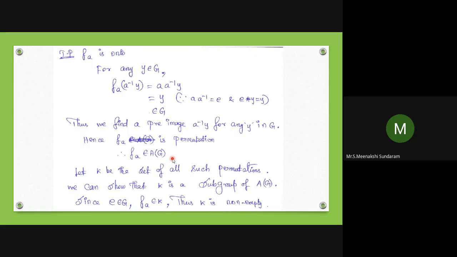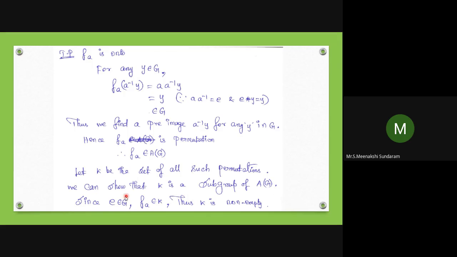Let K be the set of all such permutations. I can select these permutations. All permutations that satisfy the bijection map, I can select. A of G is a collection of permutations. Now we can show that K is a subgroup of A of G.